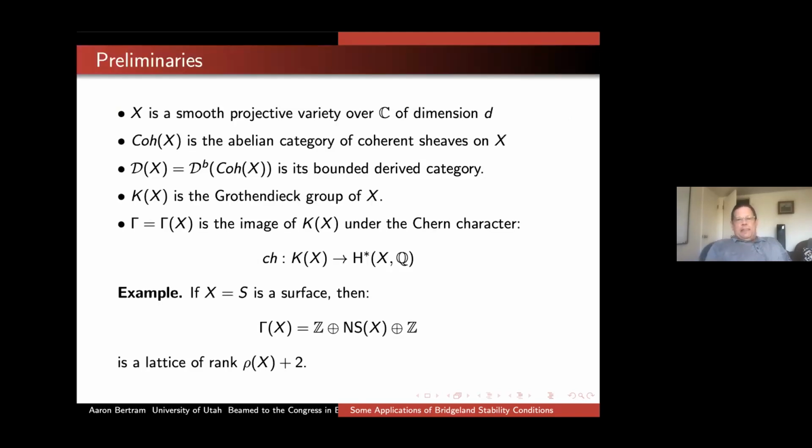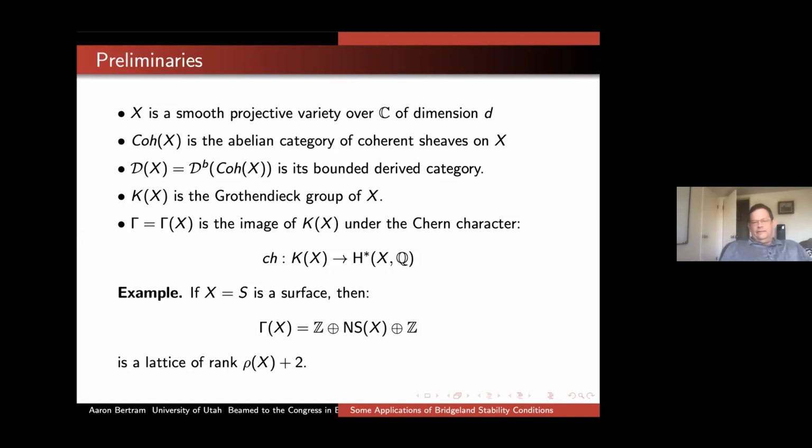So let me start by just some notation. I'm going to let X be a smooth projective variety over the complex numbers, of dimension D. Coh X is the abelian category of coherent sheaves on X. D(X) is the bounded derived category, which will be the main player in the game. K(X) is the Grothendieck group of vector bundles, modulo equivalence. Gamma: I'm going to wipe out all the continuity in the K group of X and just consider its image under the Chern character.